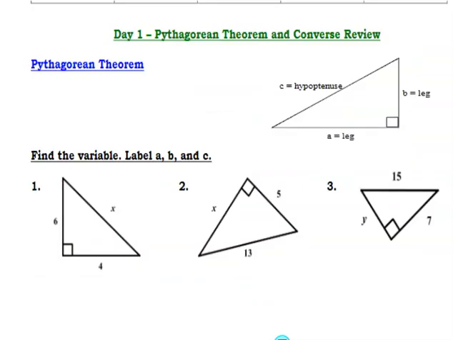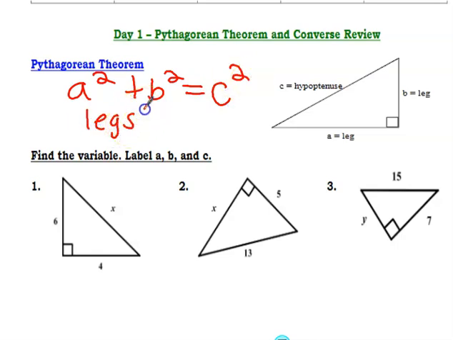All right, so let's remind ourselves what Pythagorean Theorem is. That is a squared plus b squared equals c squared. Again, the legs can be interchangeable. And then c is, again, the hypotenuse. Okay, remember you square them separately and then add it together. And it should equal c squared.